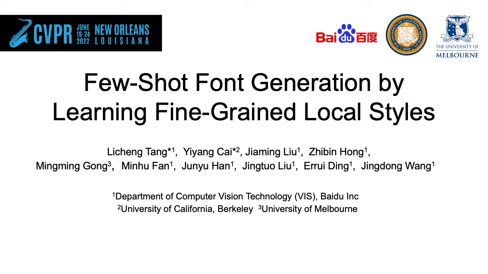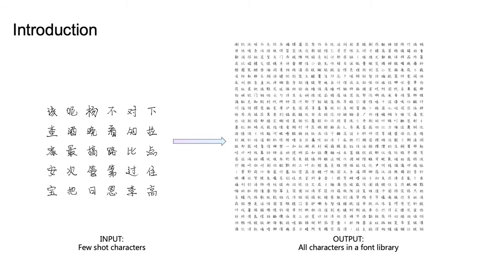Hi, everyone. Here we introduce our latest research, few-shot font generation by learning fine-grained local styles. Due to the high expense of generating a new font library, automatic few-shot font generation based on deep learning has drawn rising attention in recent years. The goal is to generate a brand new font library with only a few characters as references.